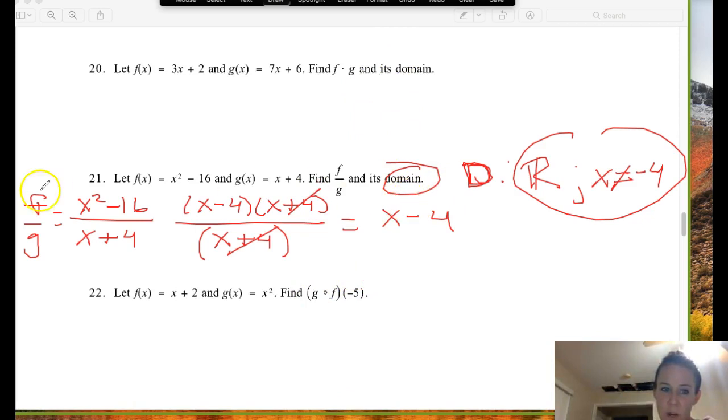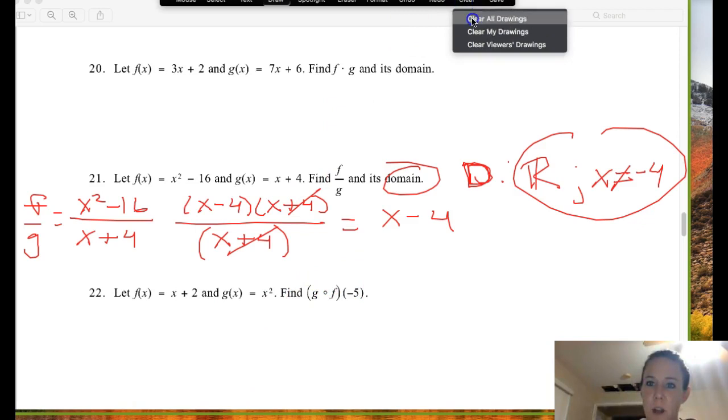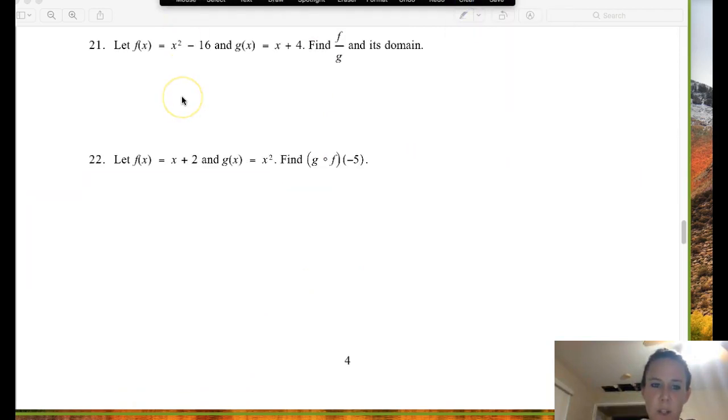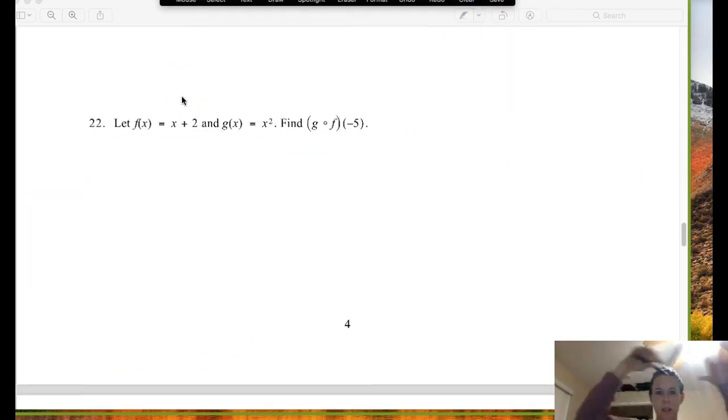So x minus 4 is f of x divided by g of x, and that is my domain. Now let's do the hardest part, the composites. G of f of x, and actually g of f of negative 5. So I always say they're like the Russian dolls that fit one into the other. There's the little one and then the bigger one and the bigger one.